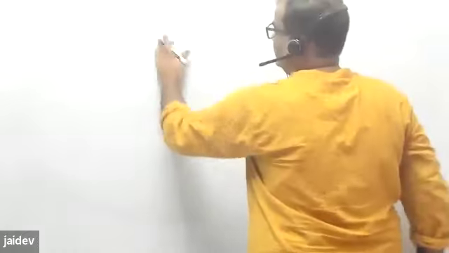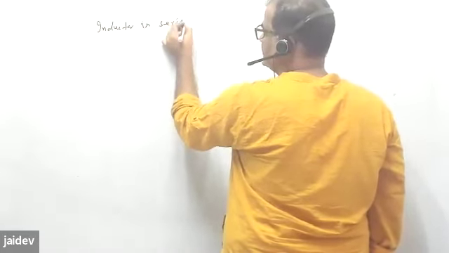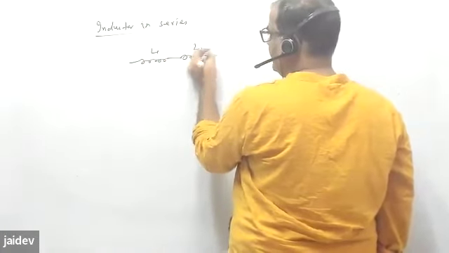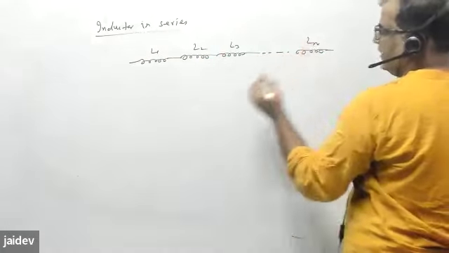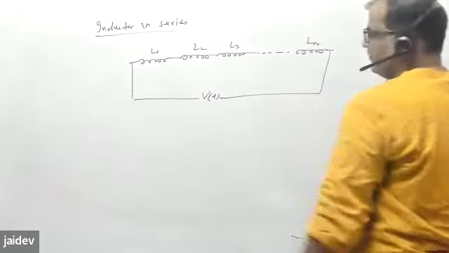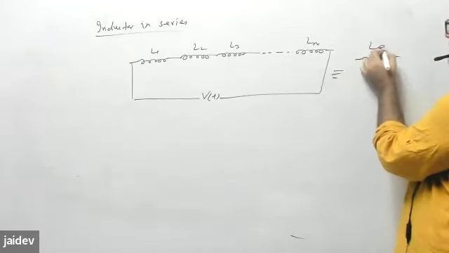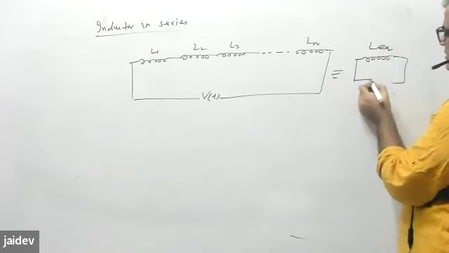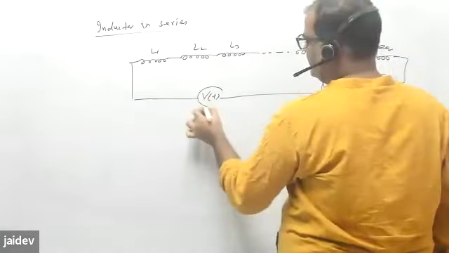And now, say, if inductors are in series, say this is L1, L2, L3, LN, and I'm applying here a time dependent voltage. So this circuit I can replace by an L equivalent and my time dependent voltage V(t).